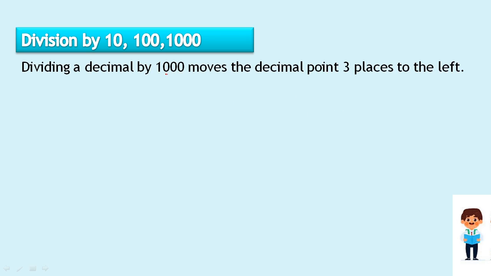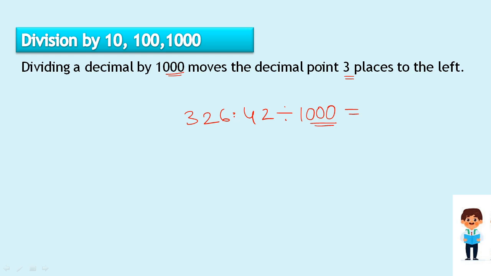You see this one, we have 1000. So how many places will we move the decimal point to the left? 3 places. So suppose you have 2 divided by 1000. So we have 3 zeros. 3 zeros means 1000. If it is 2000, then the things would not be the same. Anyways, 1000 means 3 zeros.